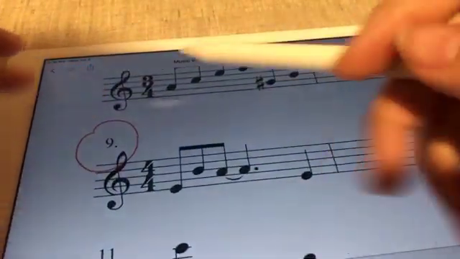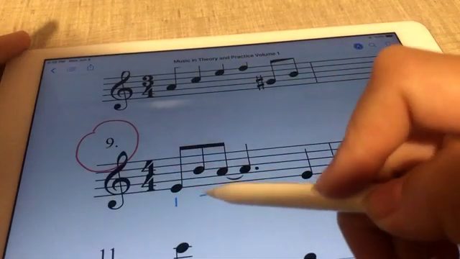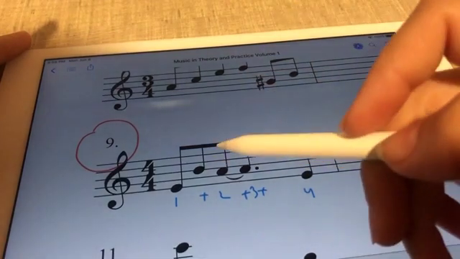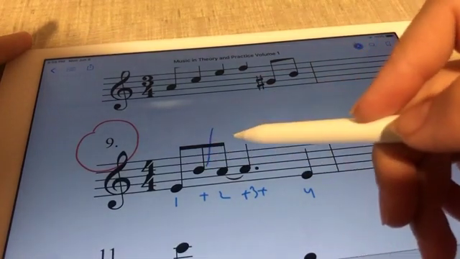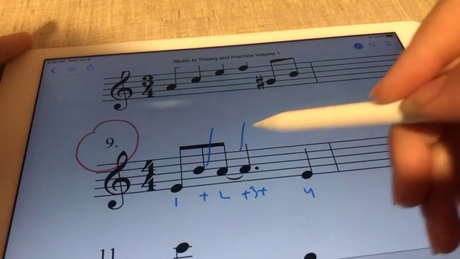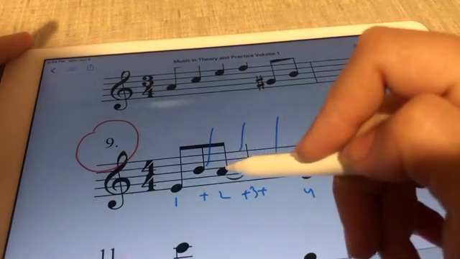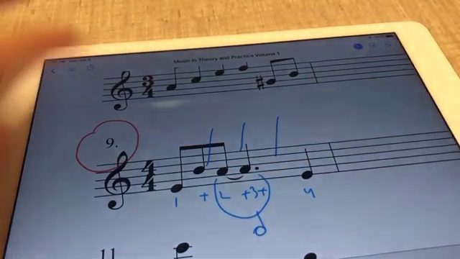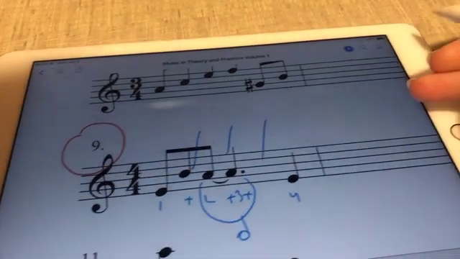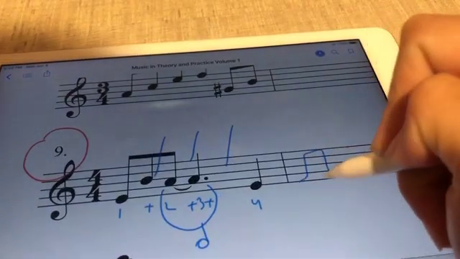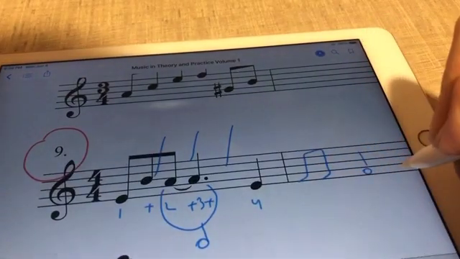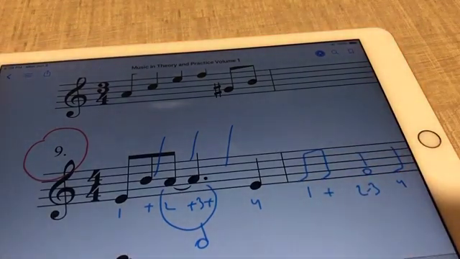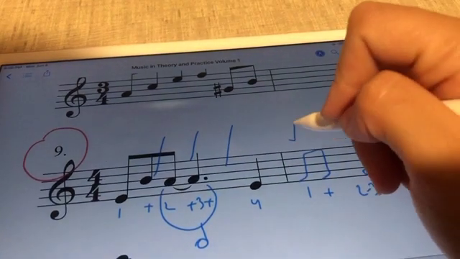Number 9, 4, 4. So here I have 1 and 2 and 3 and 4. So here I need the 1 and alone, the 2 alone, the 3 alone, and the 4. But here, if you noticed, I have this tied to this, which technically equals a half note. So why all this complication? So I can simply have here 1 and, 2, 3, 4.